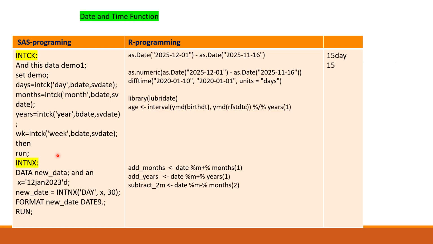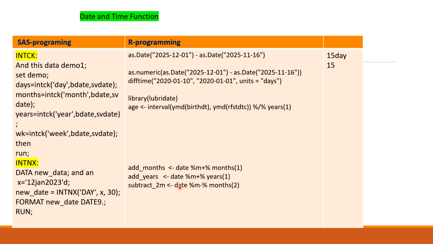One more thing, the intnx function. What will the intnx function do? It will increment and decrement the date. I mean, if you want to increase the date day-wise, month-wise or year-wise, we'll use the intnx function. Here I kept one example: new date = intnx of day, x, comma 30. The 30 is the increment, so we need to increase this date by 30 days. The format we need to keep.